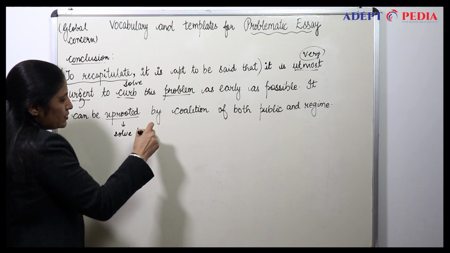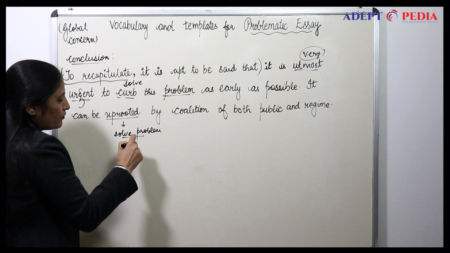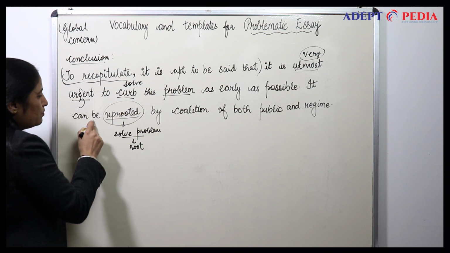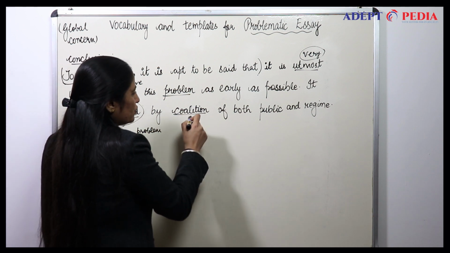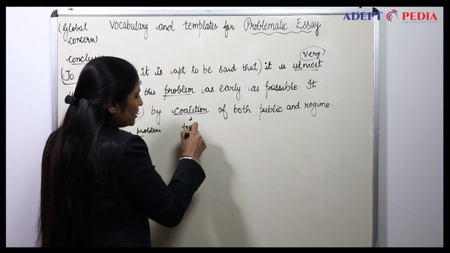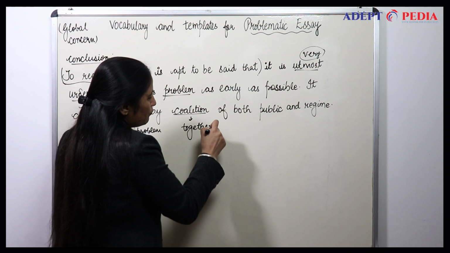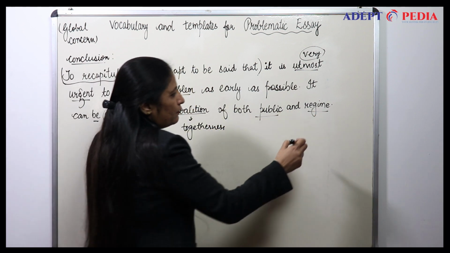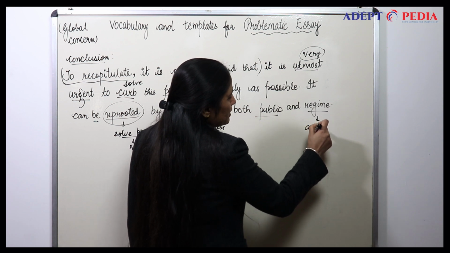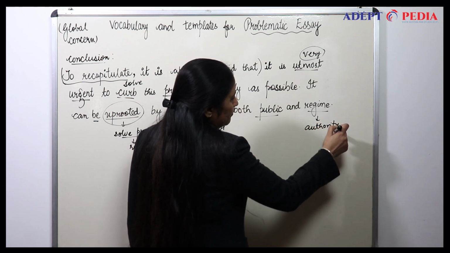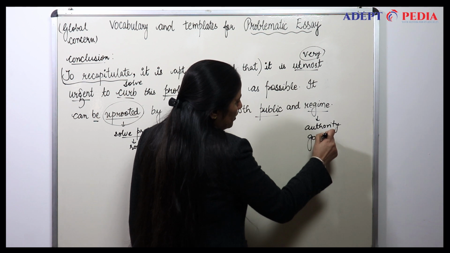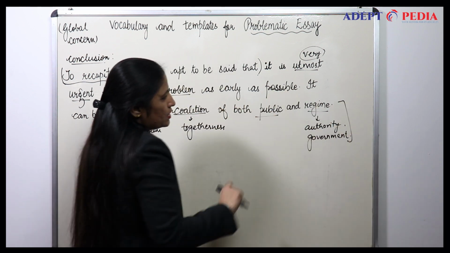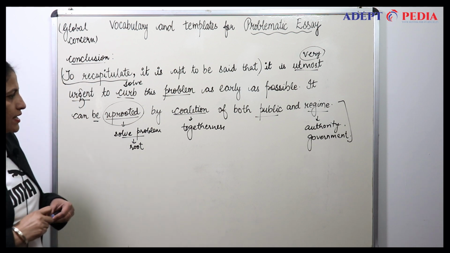When we want to solve the problem from the root, what word can we use? Uprooted. Be uprooted by coalition. Coalition we basically use for togetherness. Togetherness of both public and regime. Regime again we can write authority, we can write government, but I believe we have used all different words for this particular word. So that's it for this essay.